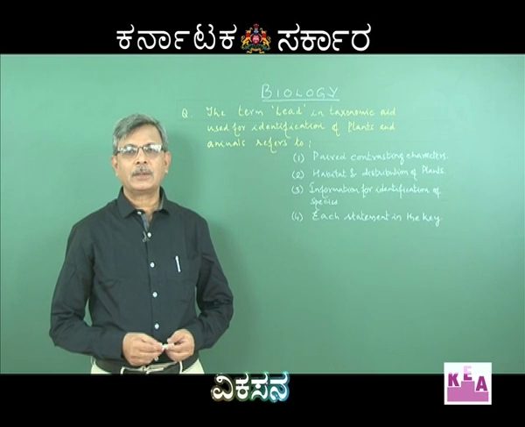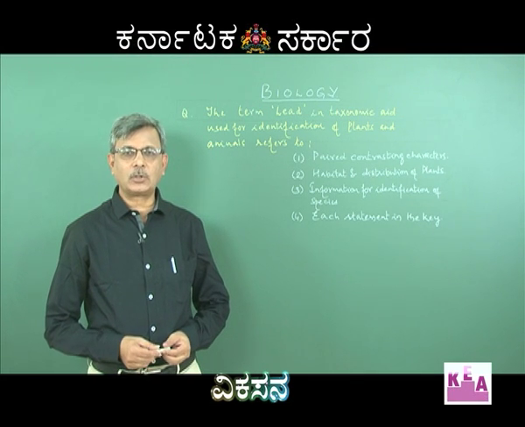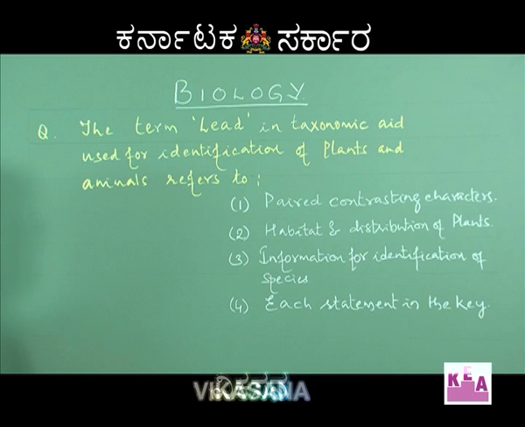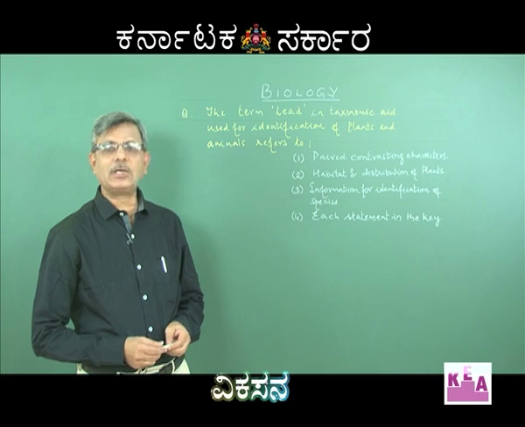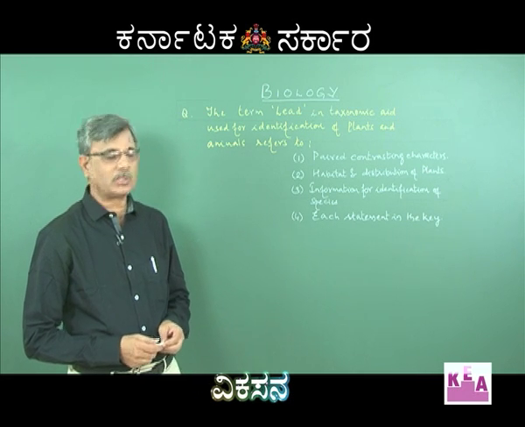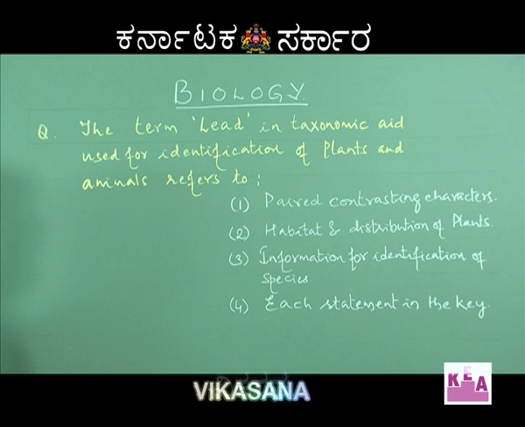Dear friends, now let us move on to the first question. The question is, the term lead in taxonomic aid used for identification of plants and animals refers to. The question is from the first chapter of the first unit of CBSE class 11 or first PUC, and let us look into the options.